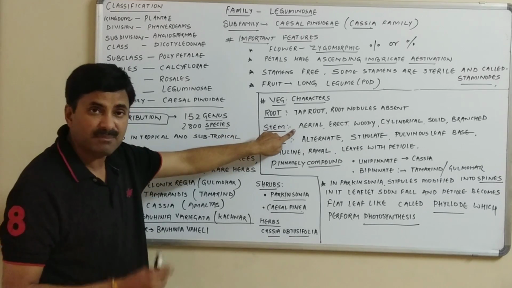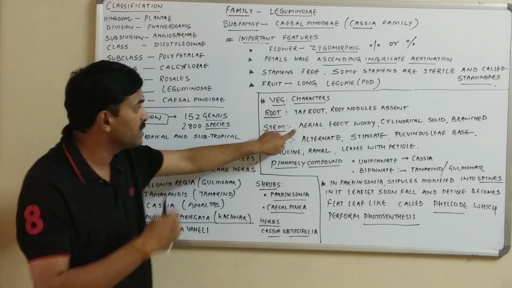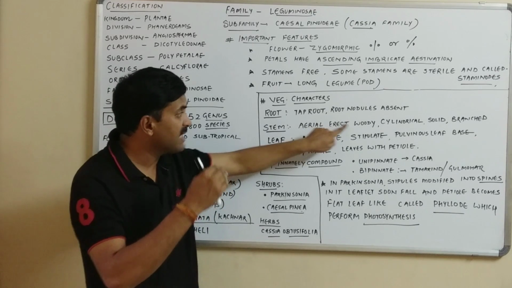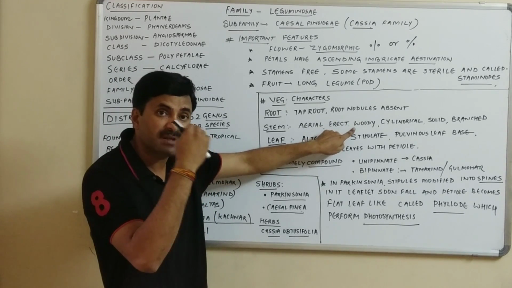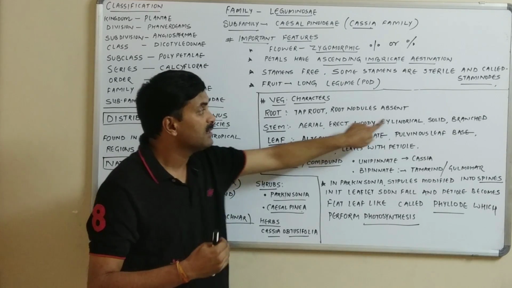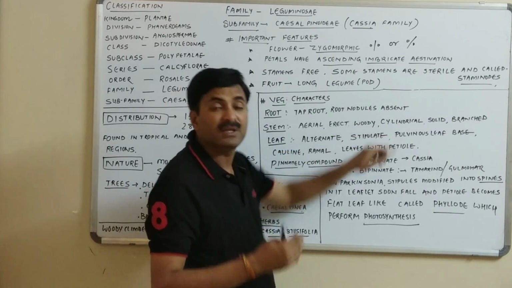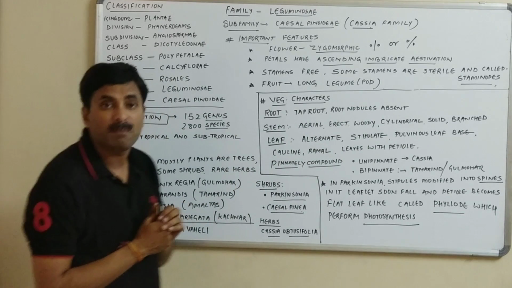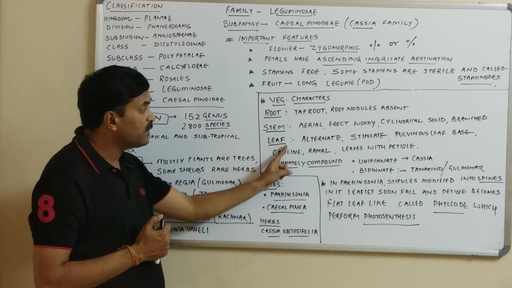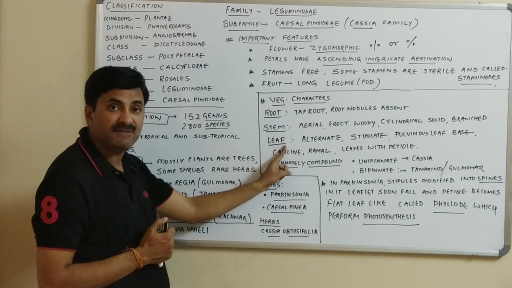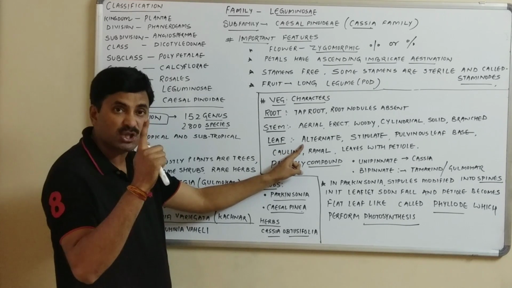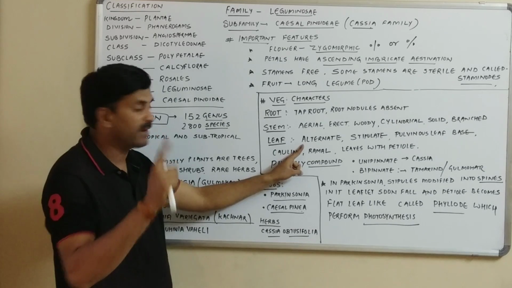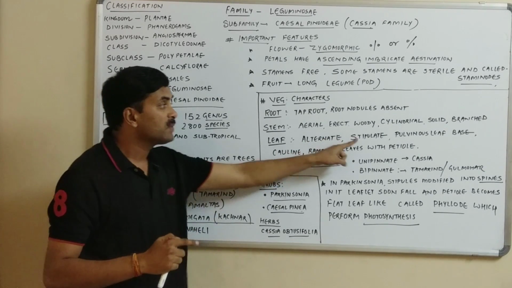Stem is aerial, means it is outside the ground, it is erect, as the nature was that mostly the plants were trees, so they are woody. The stem is cylindrical, it is solid, and it is branched. Okay, now if we talk about the leaf, what kind of leaves are found? Alternate. Alternate means one leaf arises from each node, and that too in alternate fashion. So the leaves are alternate.